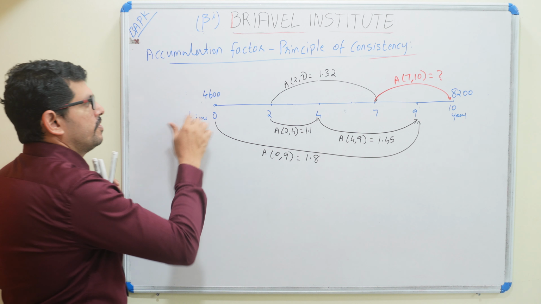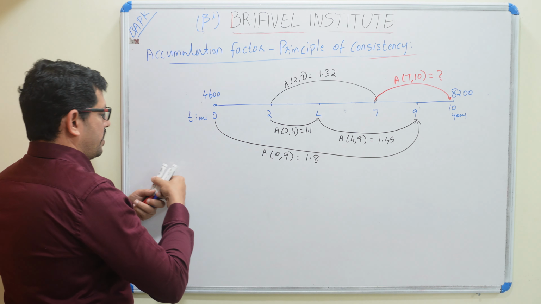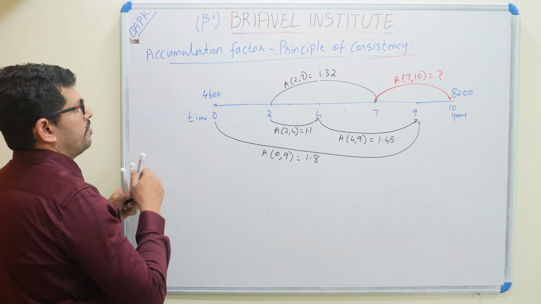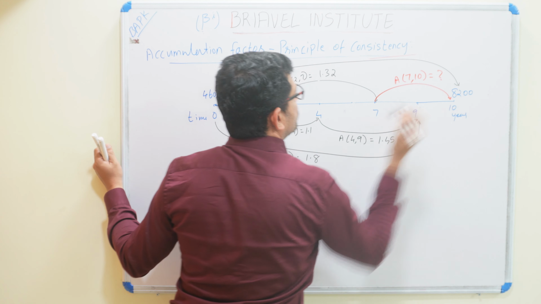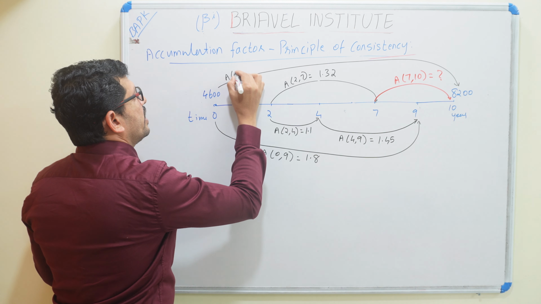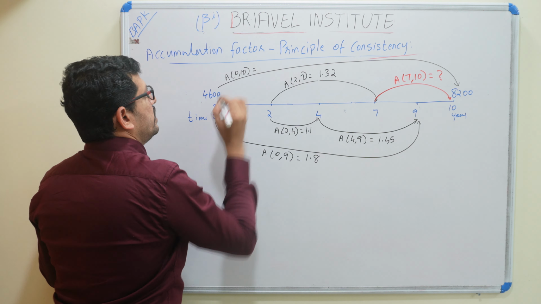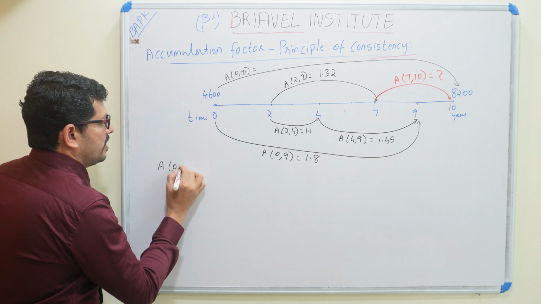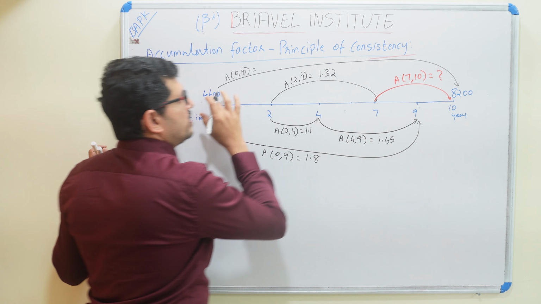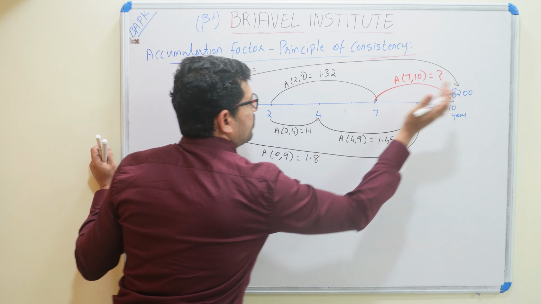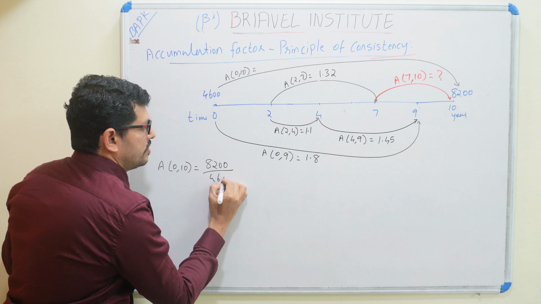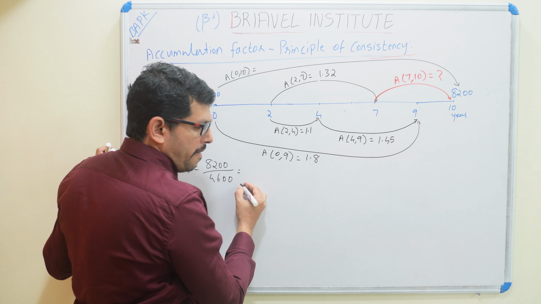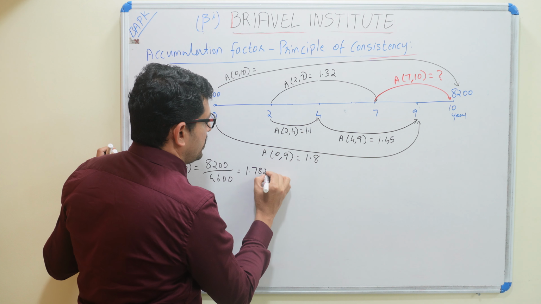Initially we know how to calculate the accumulation factor from this one. Using the formula, we know that it is becoming 8,200, so we can call it A0 to 10. What is A0 to 10? 4,600 is accumulated to 8,200, so A0 to 10 is 8,200 divided by 4,600, which is equal to 1.7826.